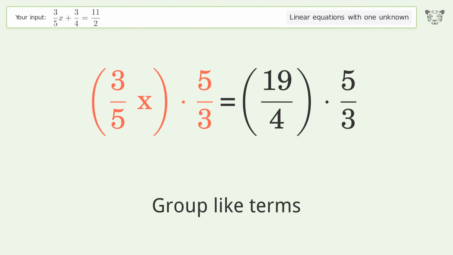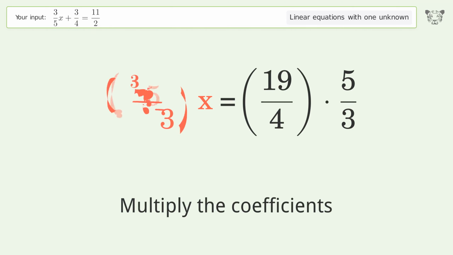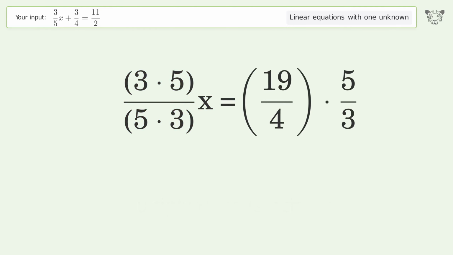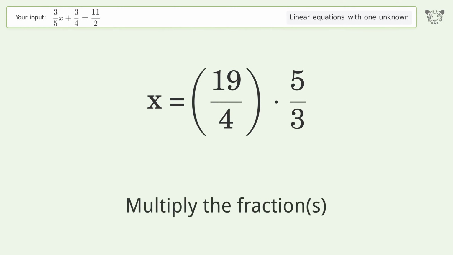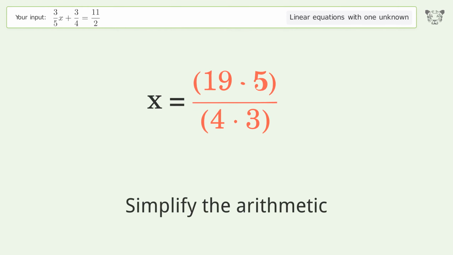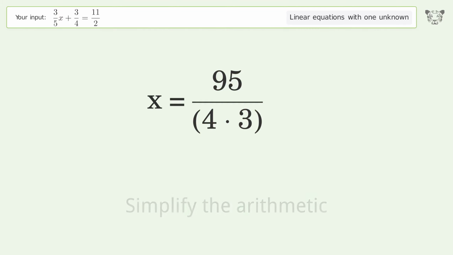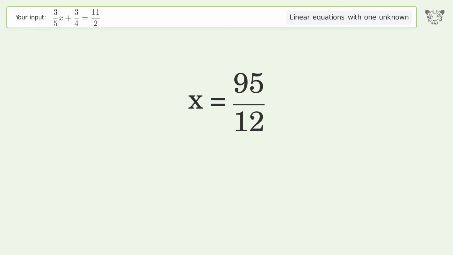Group like terms. Multiply the coefficients. Simplify the fraction. Multiply the fractions. Simplify the arithmetic. And so the final result is x equals 95/12.